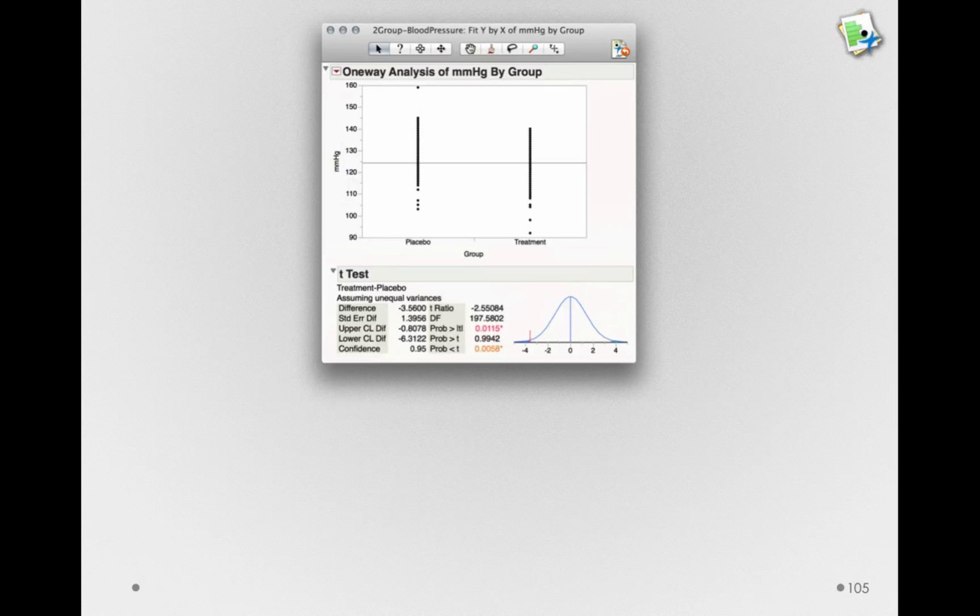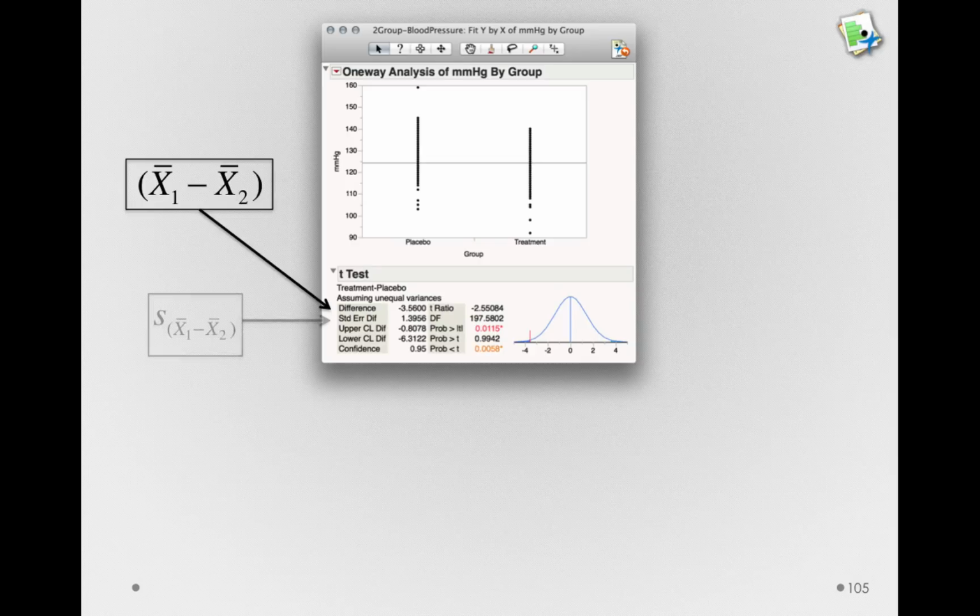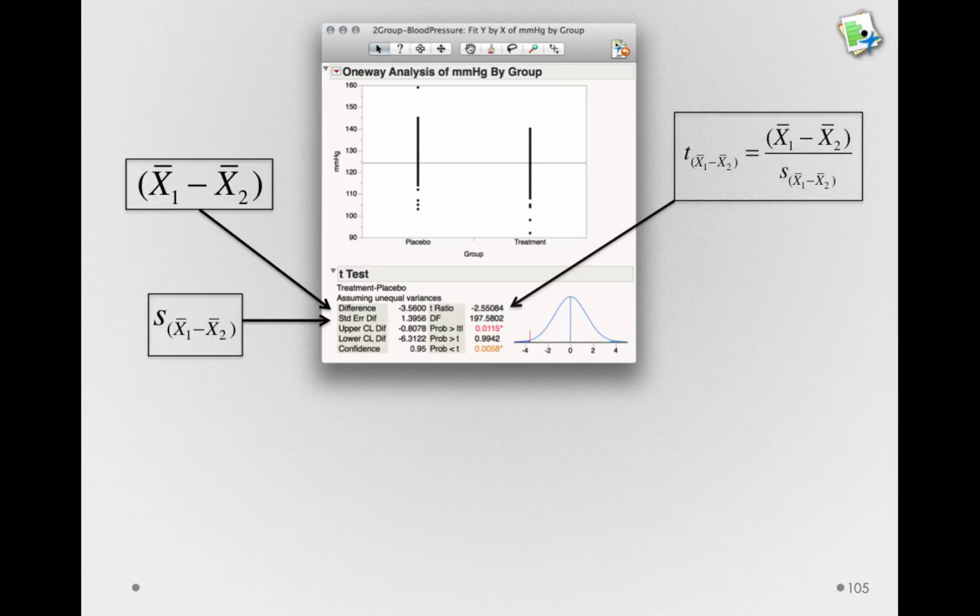This will give us a very similar output with a t-test section. Again, we'll get the mean difference between our groups. This will be unchanged, no matter what we assume about the population standard deviations; the difference observed in our samples is the same. Next, we'll get the standard error of the difference, a t-ratio, and notice a slightly changed degrees of freedom. In this case, our degrees of freedom are fractional.